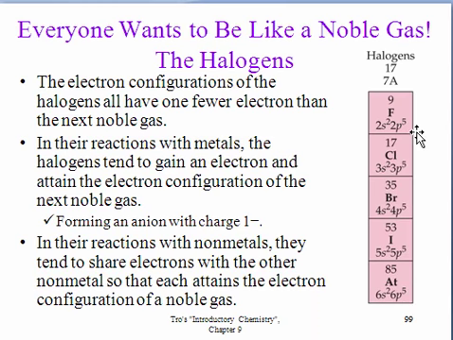So nonmetals can gain electrons or share, but they're going to do either one to get 6 electrons in the P and 2 in the S. So a total of 8 valence electrons to be like the noble gas.